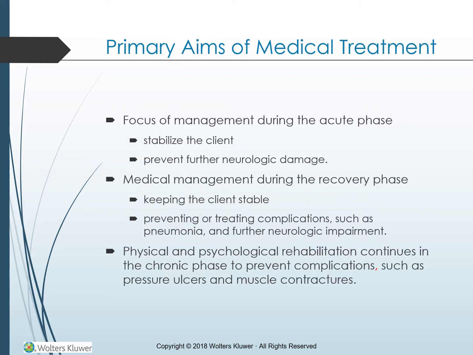In review, primary aims of medical treatment. Focus of management during the acute phase is stabilizing the client and preventing further neurologic damage. Medical management during the recovery phase is keeping the client stable, preventing or treating complications such as pneumonia and further neurologic impairment. Physical and psychological rehabilitation continues in the chronic phase to prevent complications such as pressure ulcers and muscle contractures.